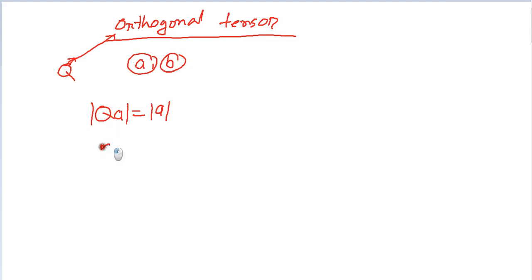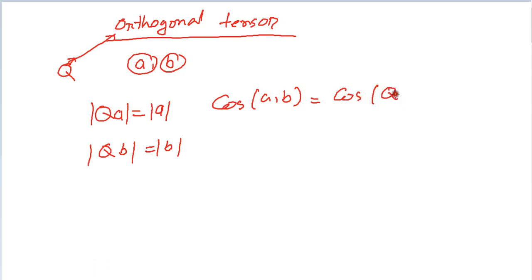Similarly for B. So orthogonal tensors are those under which the transformed vectors preserve their length and angle. So cos of the angle between A and B is equal to the cos of the angle between the transformed vectors. The angle between A and B is the same after transformation, QA and QB.